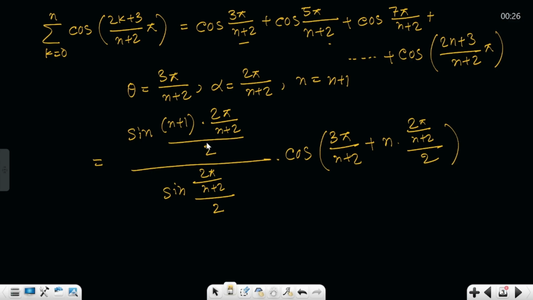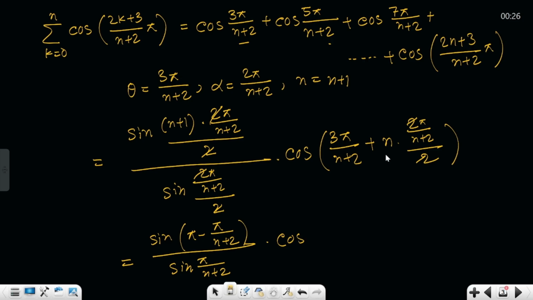So now you can simplify this easily. This and this will be cancelled out. Okay, these 2 and these 2 will be cancelled out. Here also these 2 and these 2 will be cancelled out. Now in the numerator here, you can get sine n plus 1 into pi divided by n plus 2. So you can write that as sine pi minus pi upon n plus 2. You can check easily. Divided by, here it is sine pi upon n plus 2 simply.